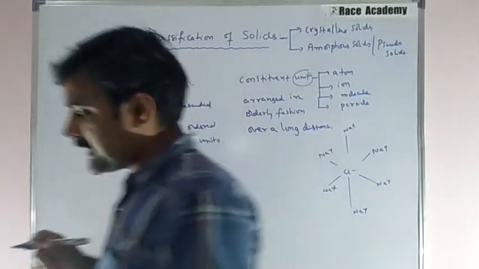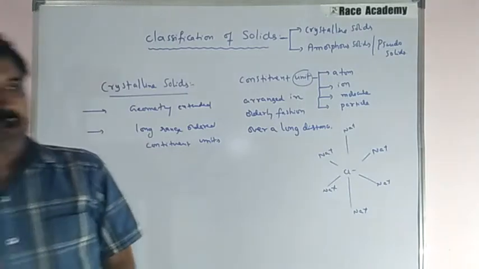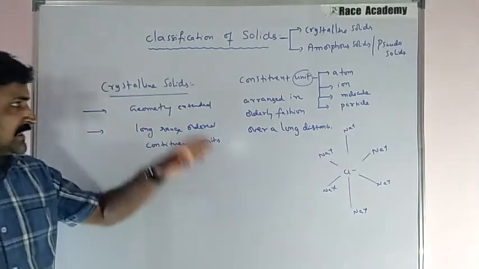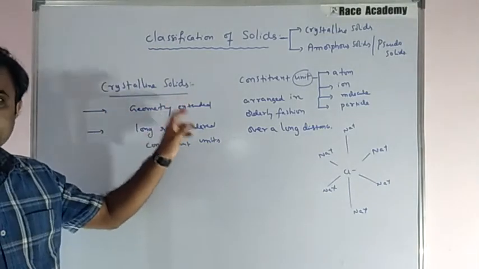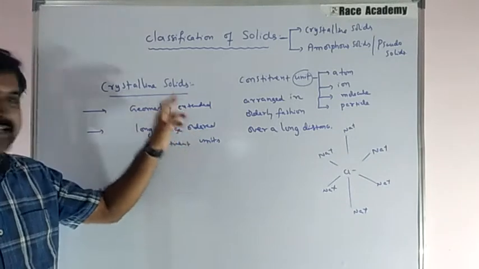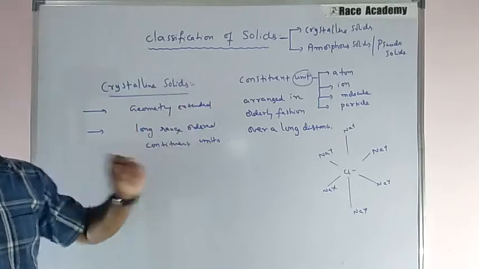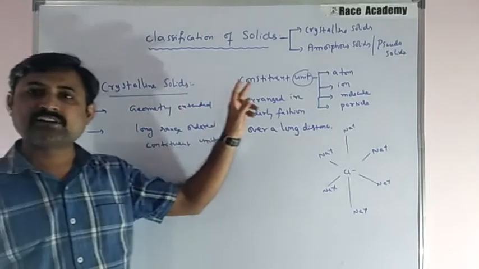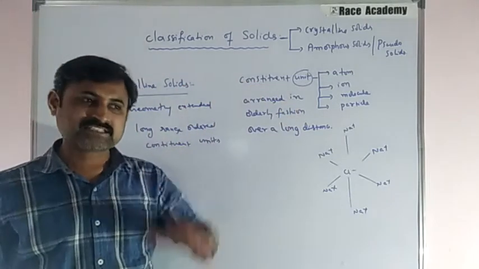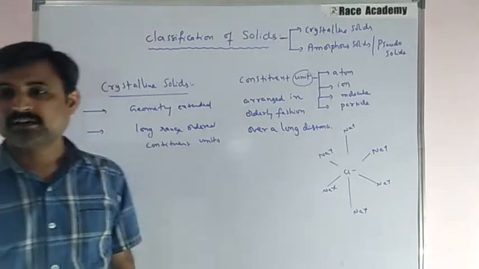So the most important characteristic property of crystalline solids is that they have a definite geometry, and that geometry extends over a long distance when compared to the distance between the constituent particles. That means the interatomic distance, we can say.